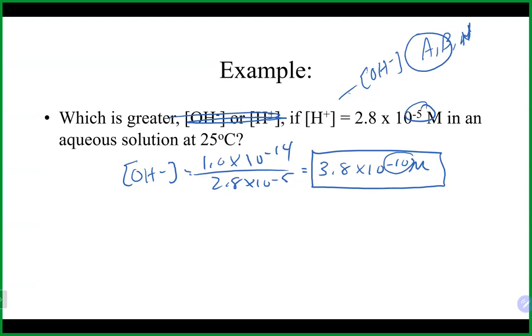Any questions on Kw, how to calculate H plus? Again, it could also be H3O plus, or the OH minus concentration. The important thing is most people struggle with punching it in correctly, so make sure you use that exponent button. By the way, your calculator may not always give it to you in scientific notation. It may be in decimal form.